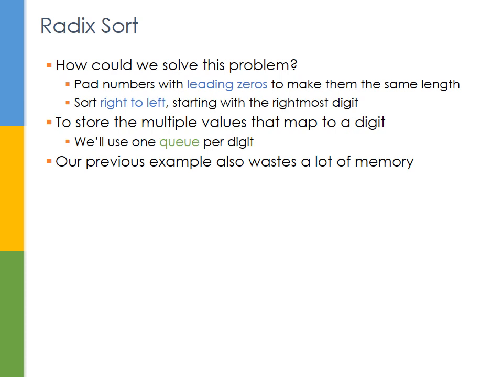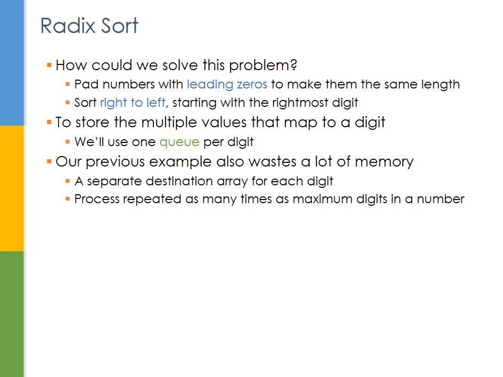So also then, if we look at our previous example, we can see that it wastes quite a lot of memory. And this is because there is a separate destination array for each digit. So when we sorted values according to the first digit, then we needed to take each of those individual piles and create then a separate array containing 10 digits. And we also then need to repeat this process as many times as the maximum number of digits that we see within the numbers that we are attempting to sort. So what this means then is we get a huge proliferation of arrays.